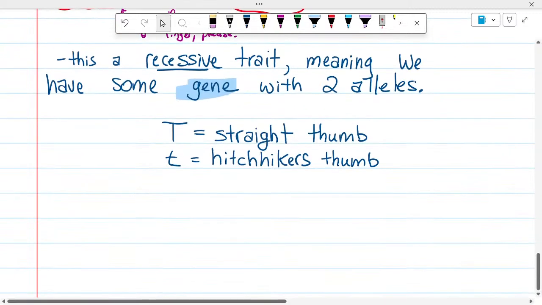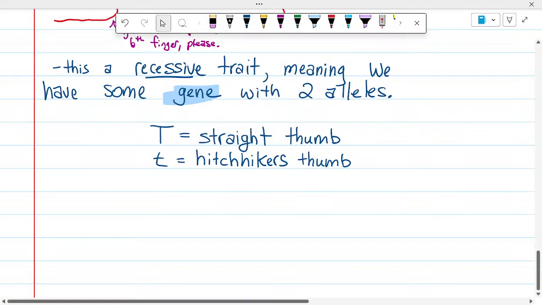Now, first of all, if you have a hitchhiker's thumb, and I want to be clear, not all genetics are perfect, so please don't show up tomorrow and say, I'm adopted. But generally speaking, if it's a recessive trait, what should be true about both your parents? They likely will also both have hitchhiker's thumbs. It doesn't have to be true, because one of your parents could have one of each, right?